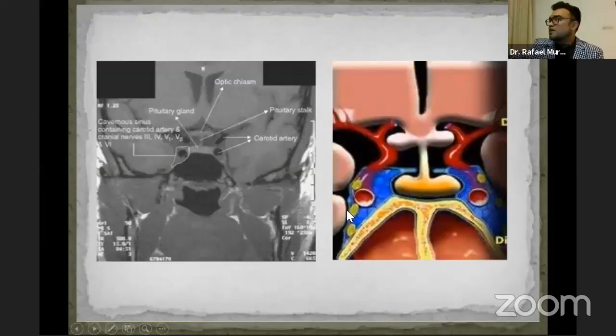Now we will touch MRI pituitary. Pituitary gland, we all, I guess, my distinguished colleagues, all of them know more than me. This is a pituitary gland. We can see the pituitary stalk and optic chiasma. They are very much adjacent to the carotid artery. And the cavernous sinus contains four nerves and the carotid artery.